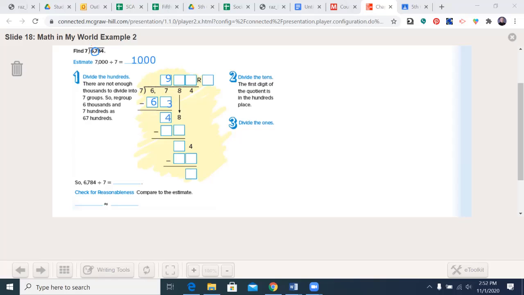7 goes into 48. 7, 14, 21, 28, 35, 42. So that's 6 times. We're a little bit short of being able to make it 7. 6 times 7 is 42. I then subtract 8 minus 2 is 6. And now I go into 64. Well, if 9 times 7 was 63, I'm wise to pick the 9 because that's just less than 64. And you could use your knowledge of numbers to make your life easier. And then I have 4 minus 3 is 1. So my remainder is 1.